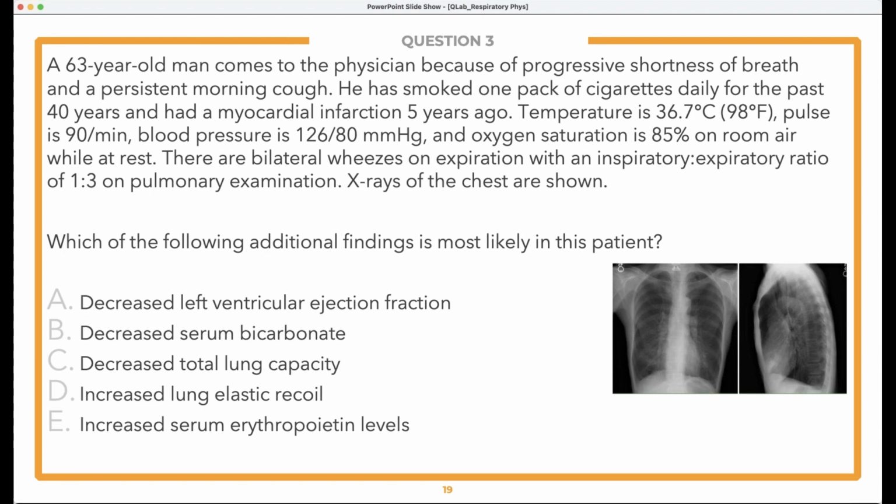All right, so what additional finding are we most likely to see in this patient? Option E, increased serum erythropoietin levels. Option D, increased lung elastic recoil. Option C, decreased total lung capacity. Option B, decreased serum bicarbonate. Option A, decreased left ventricular ejection fraction.